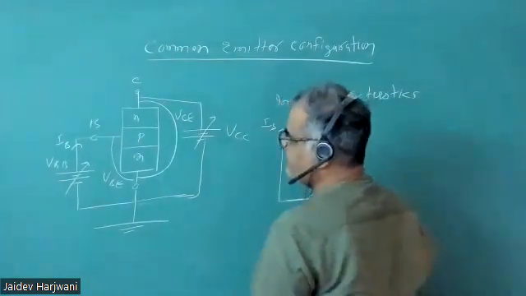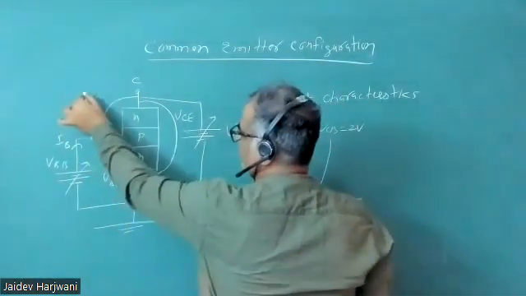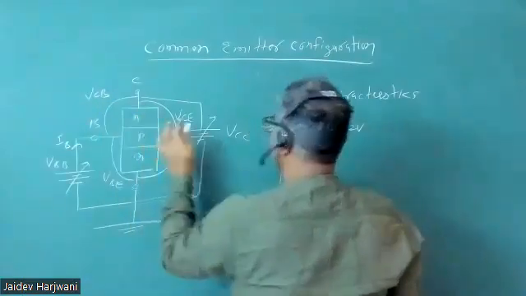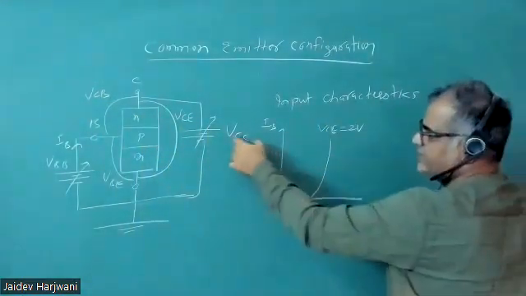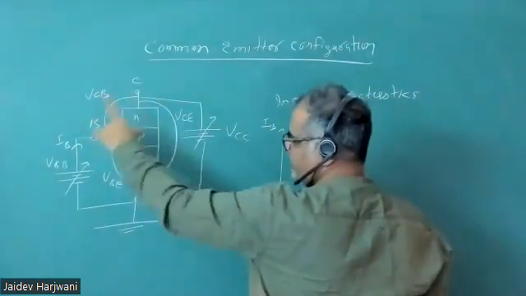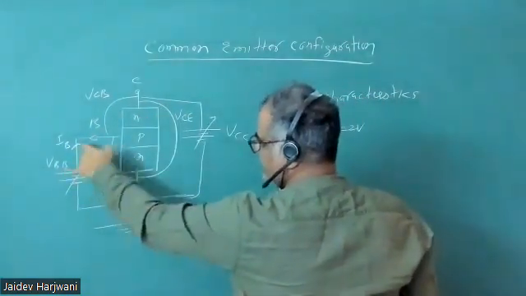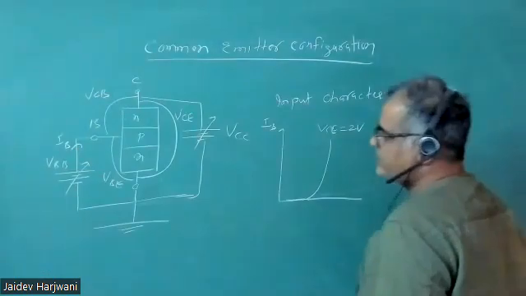VCB is the voltage between this one. This is called VCB. Or here I'm applying, sorry, VCE. This is my VCE. Output voltage is now VCE. And this is the input voltage, input current. So keeping VCE at 2 volt.